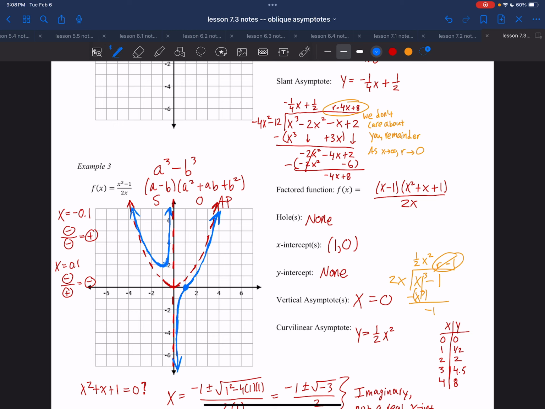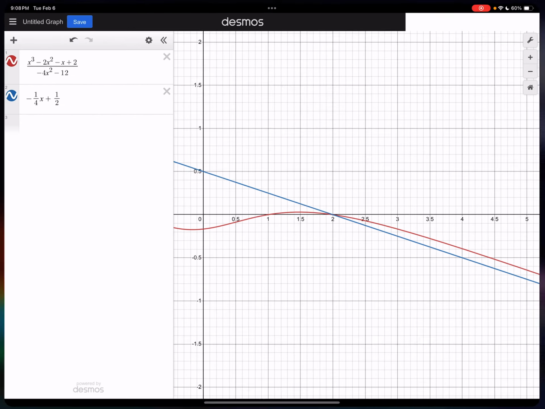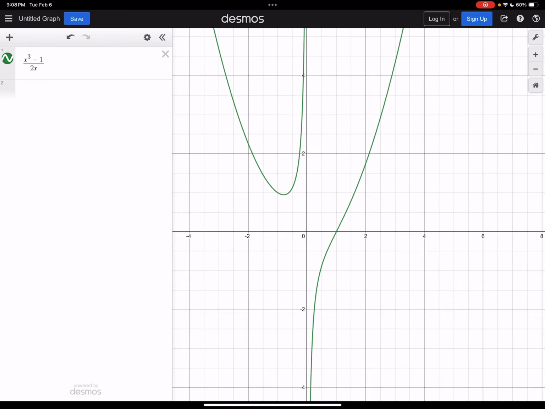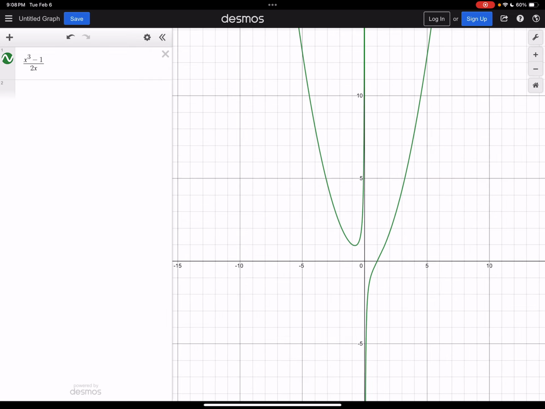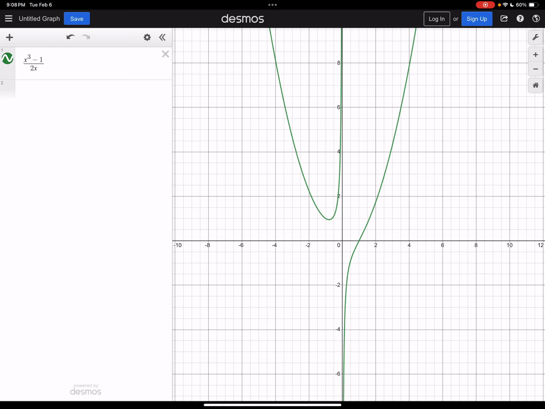That's so interesting. So let's put this in Desmos and verify that this is correct. So x cubed minus 1 over 2x. We're going to do that. X cubed minus 1 over 2x. Now, look at that. That's what we drew, isn't it? X-intercept at 1 with all that greatness, right?